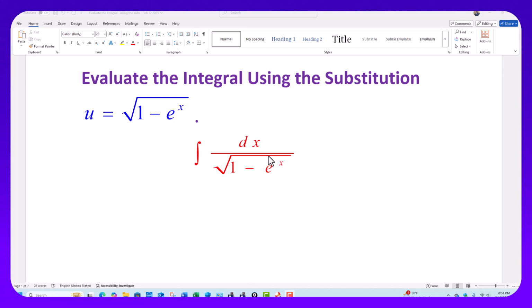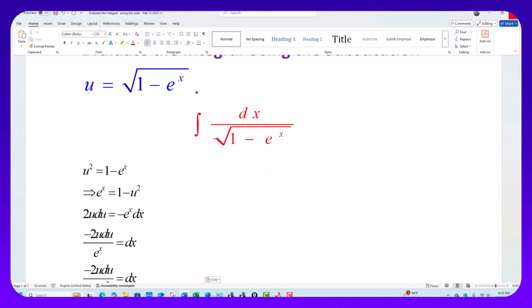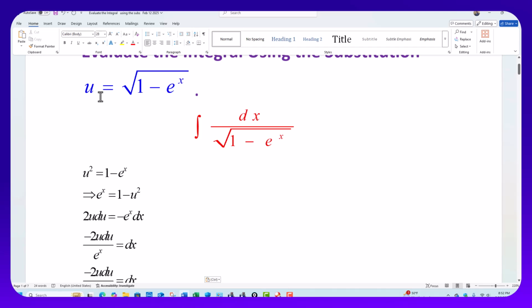So for this one here, the square root of 1 minus e to the x, that's going to be your u. I'm going to square both sides here, solve for e to the x, find du, so I can get a substitution for dx. So here's the setup. u again is equal to the square root of 1 minus e to the x. I square both sides. The radical cancels on the right side. And then I solve this for e to the x.